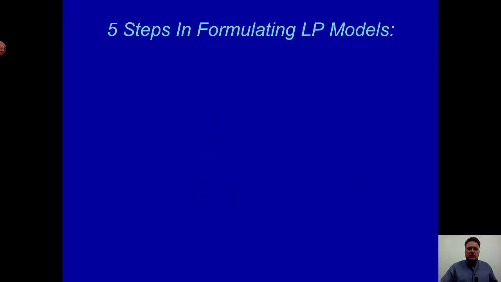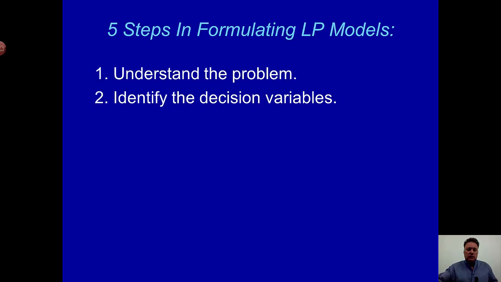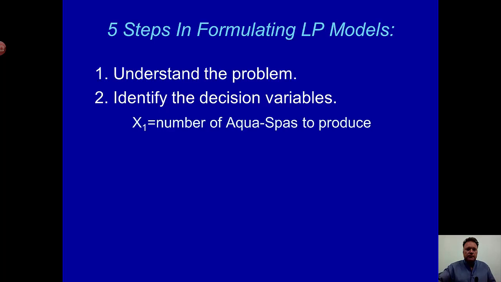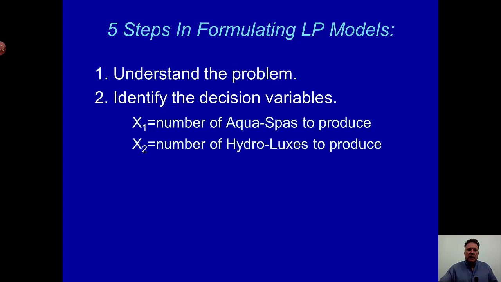So here are the 5 steps in formulating linear programming models. First, understand the problem. That's what we did in the last section. Second, identify the decision variables, and we did that when we were understanding the problem too. We identified the decision variables as how much of product 1 to make and how much of product 2 to make, the 2 hot tubs. We want to formulate this mathematically, so we're going to call it X1 is the number of aqua spas to produce, X2 is the number of hydroluxes to produce.